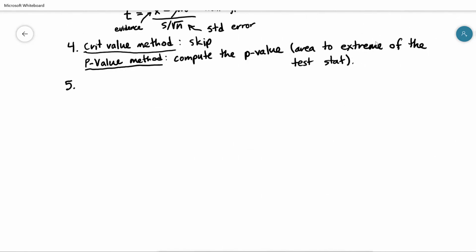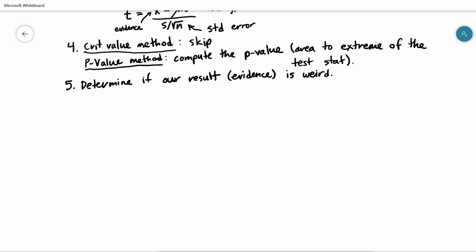At that point, whether I'm doing the critical value method or the p-value method, I have everything I need to compare. And so step number 5 is where we decide whether or not our results, our evidence, is weird. So determine if our result, by which I mean the evidence, is weird. And we'll use this to decide whether or not we're going to reject the null hypothesis or not.